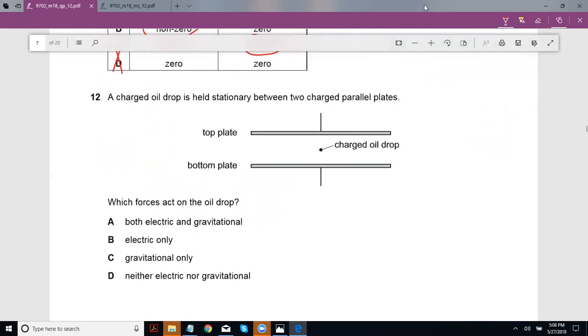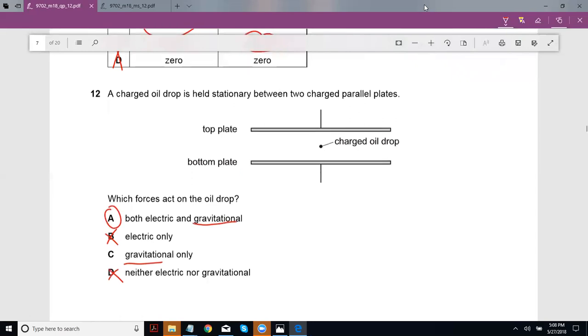A charged oil drop is held stationary between two charged parallel plates. Which forces act on the oil drop? Now, obviously, if it's an oil drop anywhere on Earth, there will be gravitational force. So hence you can cancel out B and D. And your answer is A.